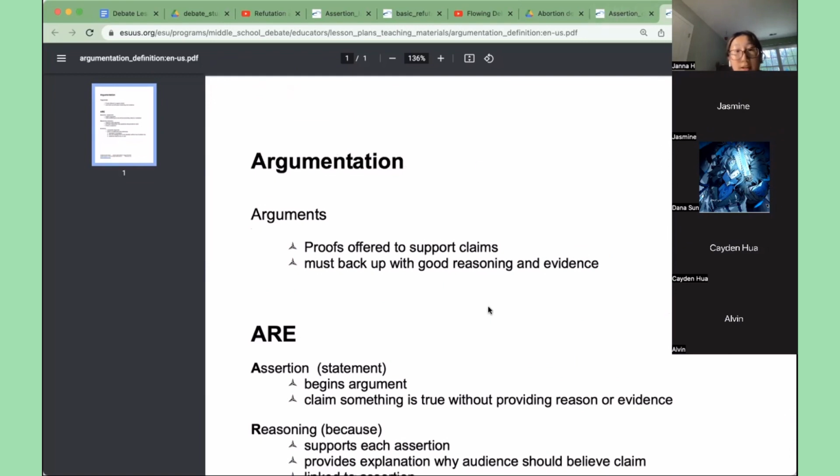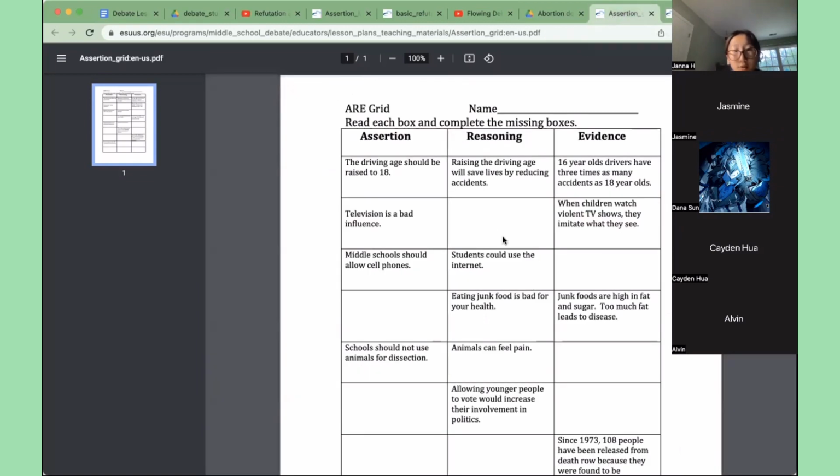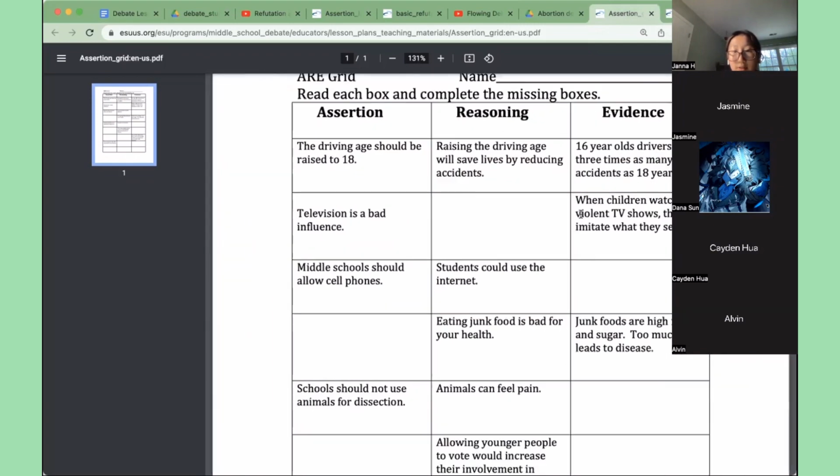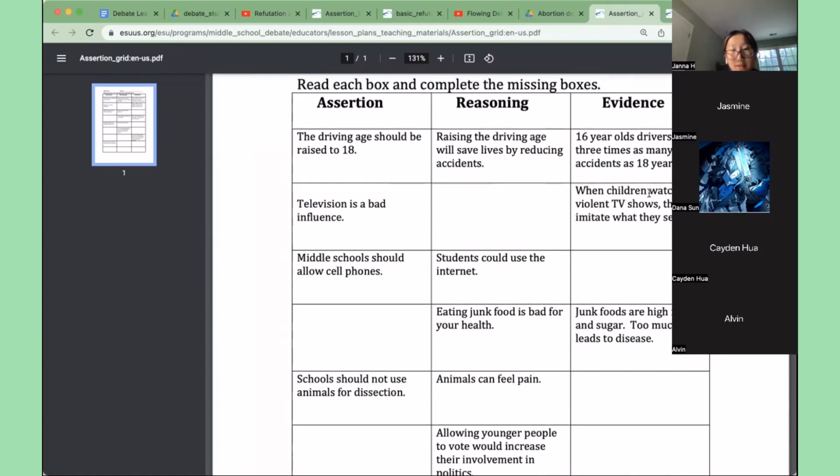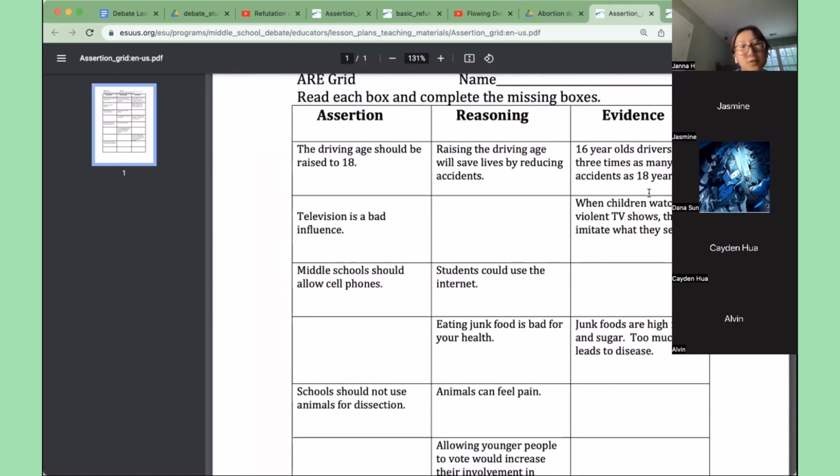And then next we're going to do ARE practice. You have this grid here, and some of these boxes are missing, and you're supposed to fill them in. The first example is already done for you. The claim or assertion is the driving age should be raised to 18. Why should it be raised to 18? Because raising the driving age will save lives by reducing accidents.